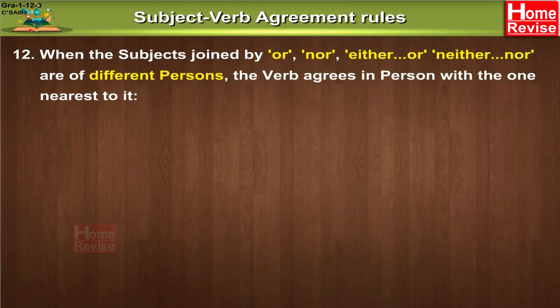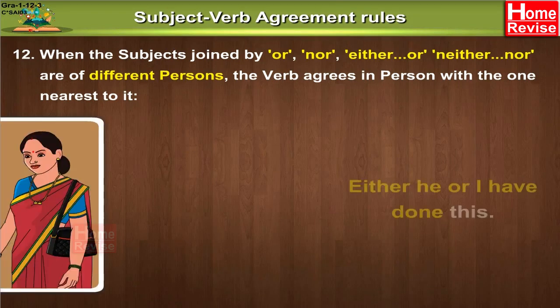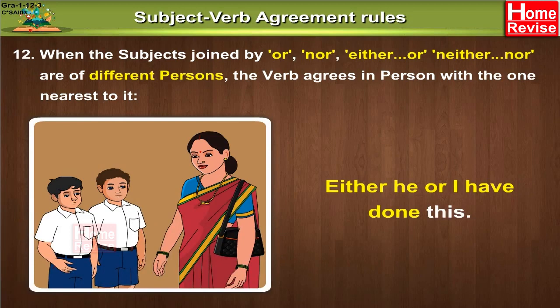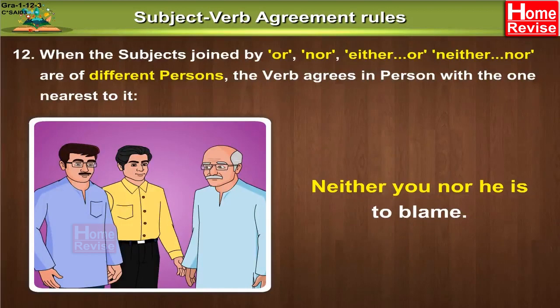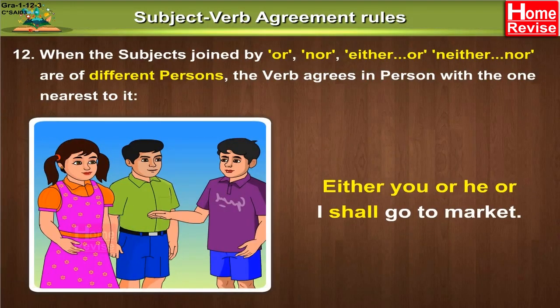12. When the subjects joined by or, nor, either or, neither nor are of different persons, the verb agrees in person with the one nearest to it. Either he or I have done this. Neither you nor he is to blame. Either you or he or I shall go to market.